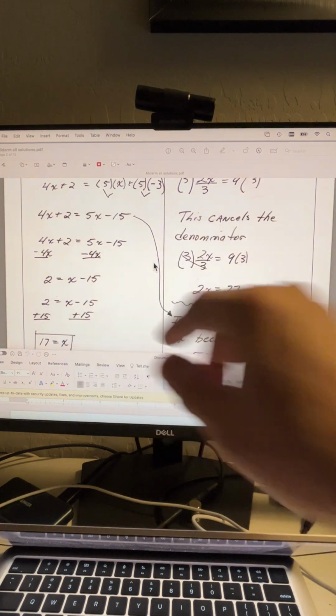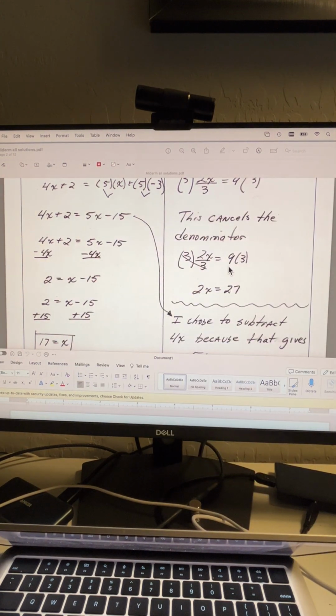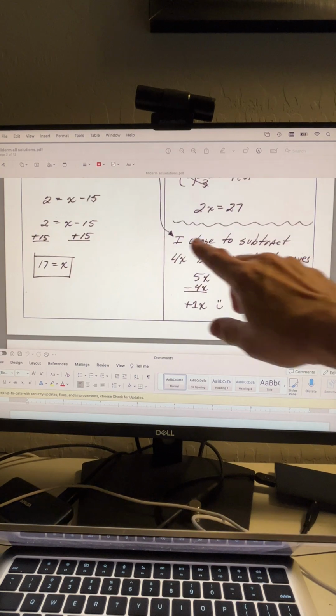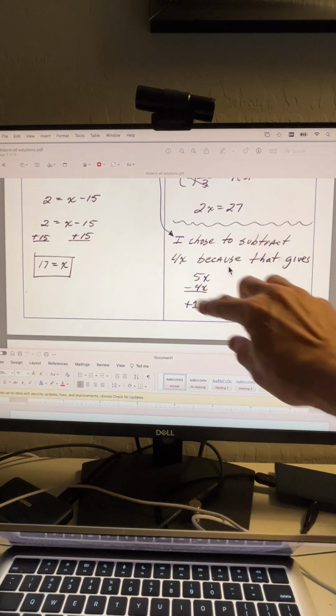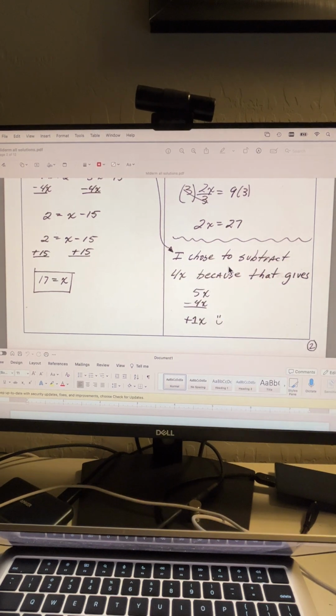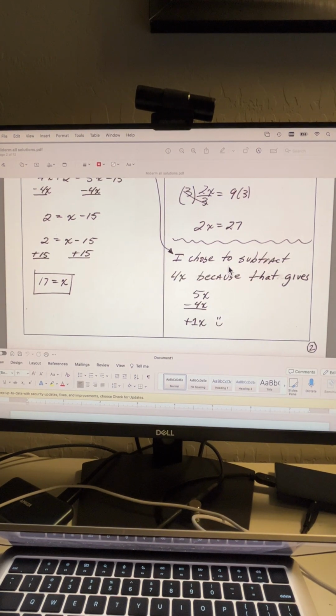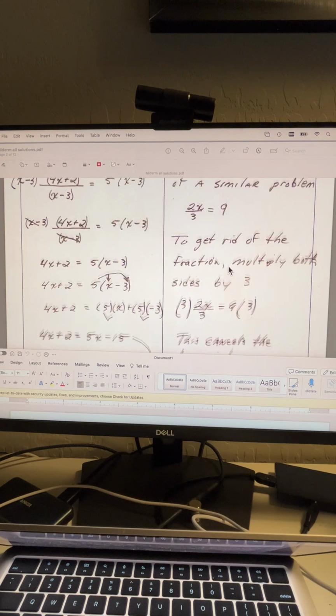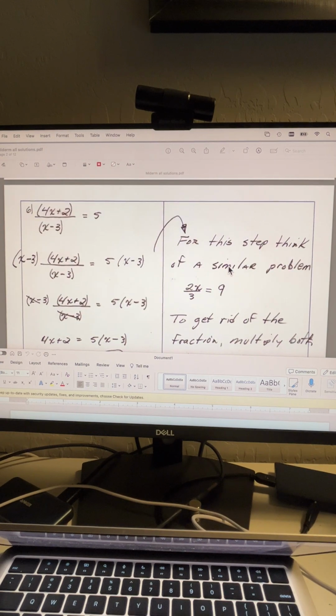So then I solve it here. And oh, look, here I put the thinking behind the step. I chose to subtract 4x because we have a positive, but you could do it any way you want. It doesn't really matter. So that is number 6. And then I'll just do a couple of these videos and post them all.